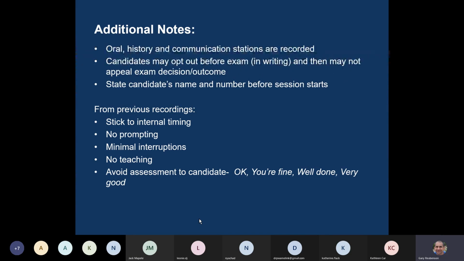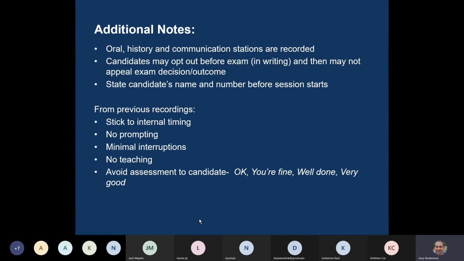And because it's being recorded, there's some specific instructions that are given to examiners to make sure they stick to the timing, that they don't prompt unnecessarily, they don't interrupt unnecessarily, that they mustn't do any teaching. It purely is about assessment, and they mustn't falsely reassure candidates. Because, as a candidate, if the examiner is saying to you, yes, good, well done, okay, fine, you think you're doing well, and then it turns out that they actually weren't happy with what you're doing, you end up failing the station. And that becomes obviously very confusing. So the examiners are told not to do that as best they can.